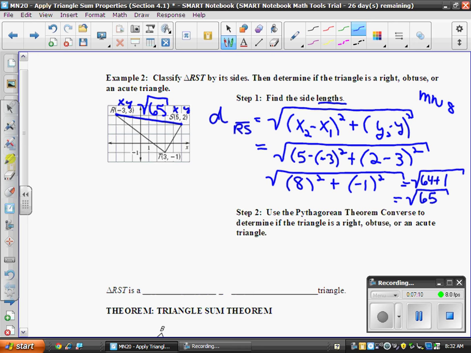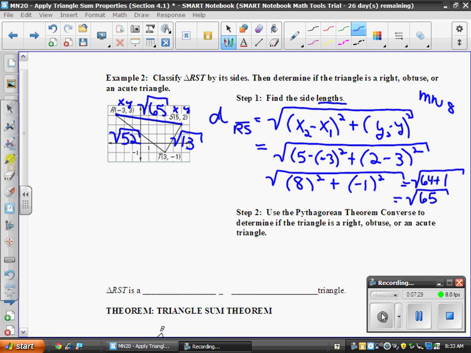At this point, you're going to want to pause this video and find the length of the other two sides, and make sure you show your organized work. I'll check it tomorrow, and then start that video again and check it with my answer to verify that you're getting the right lengths.